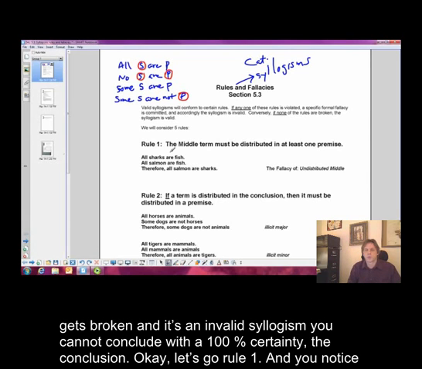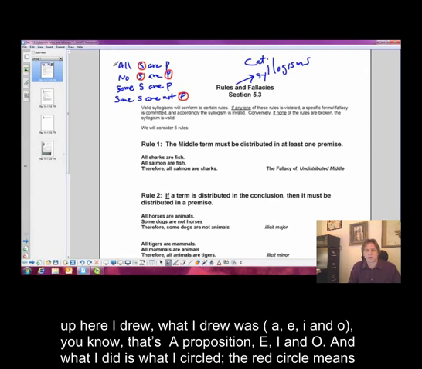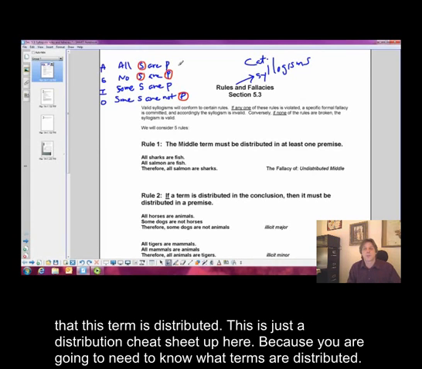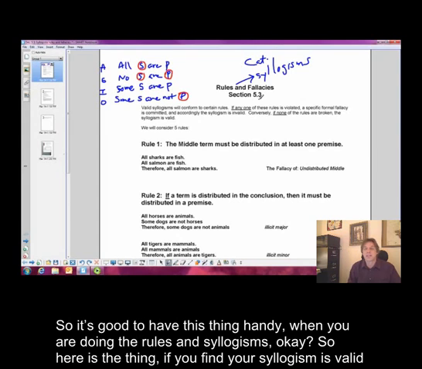Okay, let's go Rule 1. And you notice up here what I drew was A, E, I, and O. You know, that's A proposition, E, I, and O. And what I did is what I circled, the red circle means this term is distributed. This is just a distribution cheat sheet up here, because you're going to need to know what terms are distributed. So it's good to have this thing handy when you're doing the rules and syllogisms.